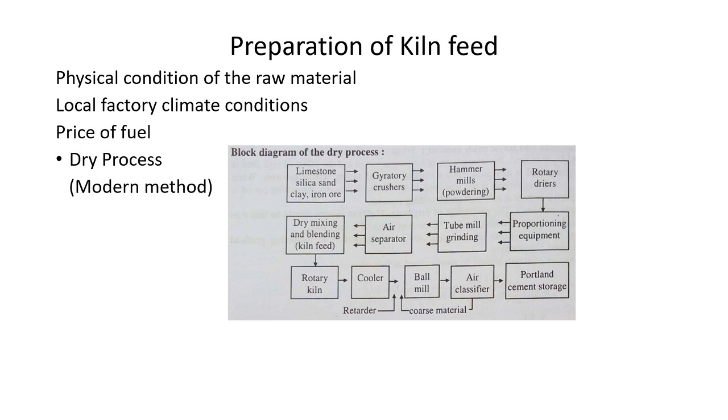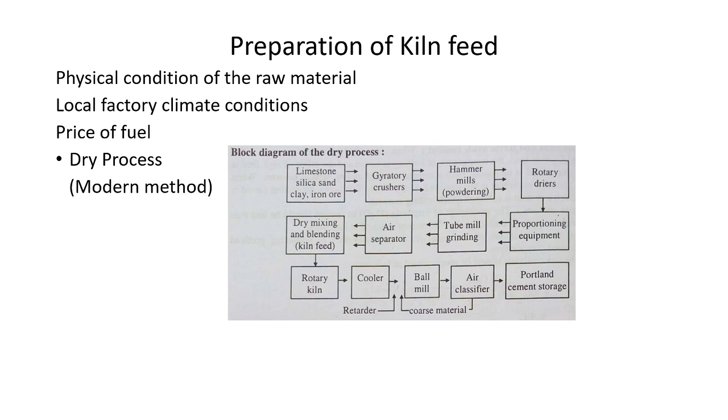Rotary dryers help to dry the starting material, and it is proportioned and more finely ground in tube mills. After proportioning, they are sent to the tube mills for grinding. Then an air separator is there, and the product thus obtained is known as raw mill. It is fed directly to the rotary kiln for production of clinker. The various operations are as indicated in the block diagram.